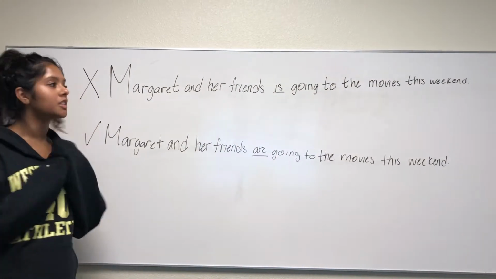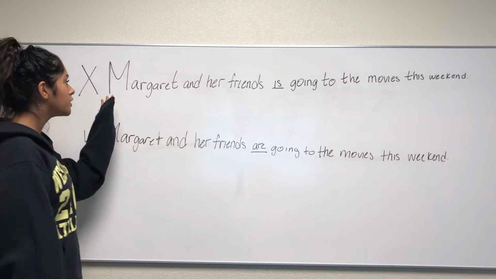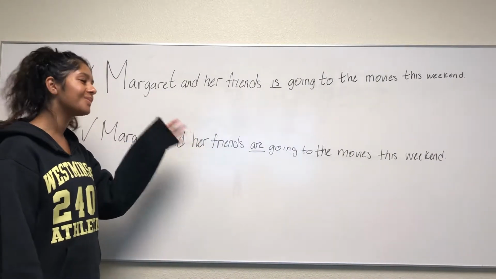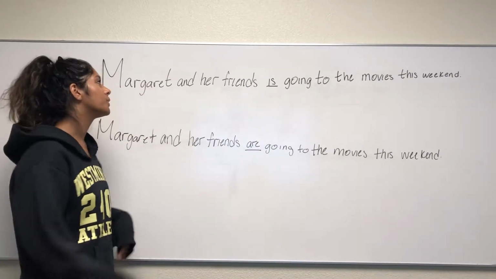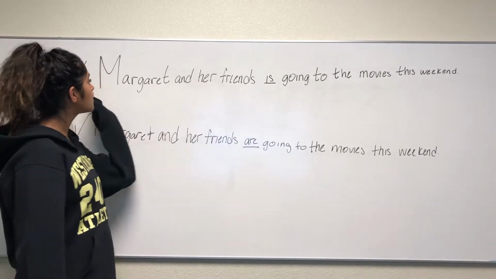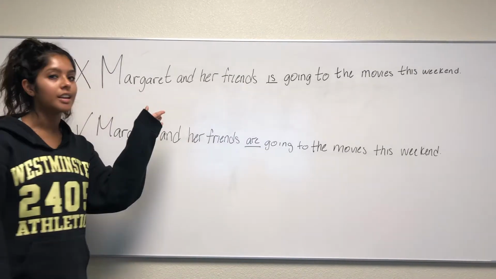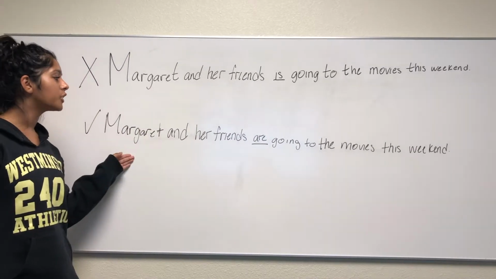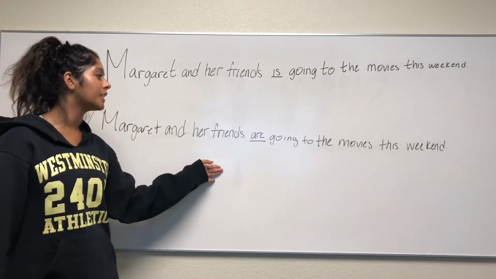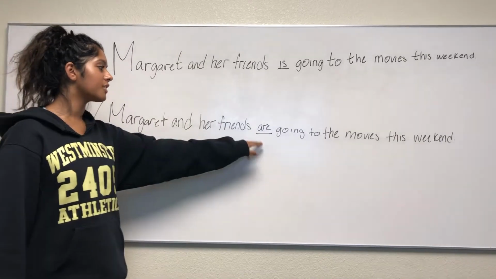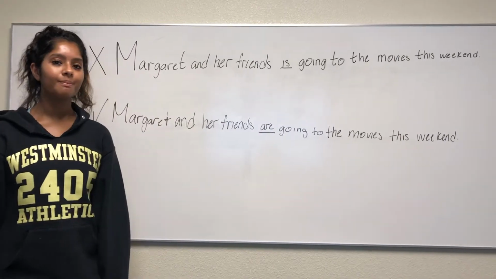If the subject is plural, then you want to use a plural verb. So you can see here, Margaret and her friends, that's a plural subject. The subject is plural, so you want the verb to be plural. So Margaret and her friends is going to the movies this weekend. The verb used in the bad example is singular. So you want to correct that by saying Margaret and her friends are going to the movies this weekend by using the proper verb for the subject, which is are, since it's plural.